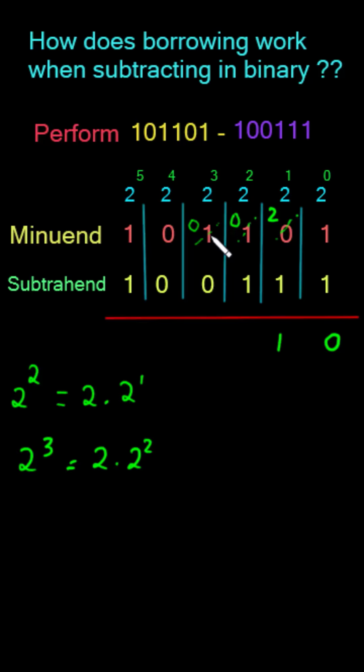Now here I can't take 1 from 0. That is why I have to borrow this one to this column, and as I told you, borrowing from the next column to the present, active column, that will be added to 0, and as a result it will become 2, and 2 minus 1 will give me 1. And this 0 minus 0, and 1 minus 1 will always give me 0. So this is the answer.